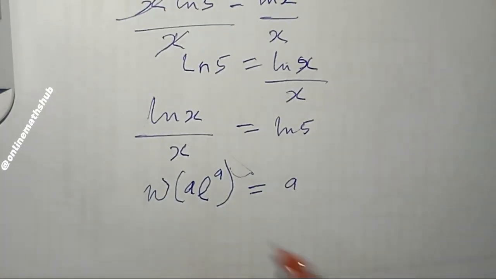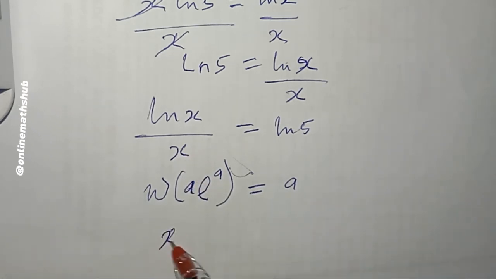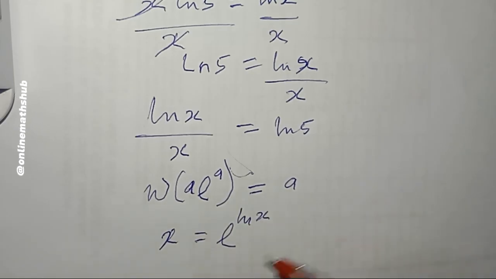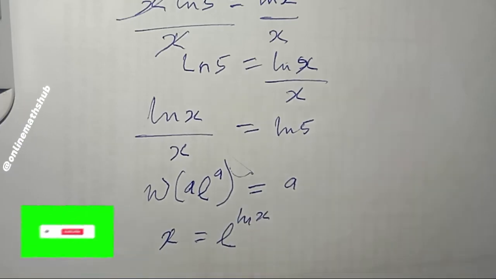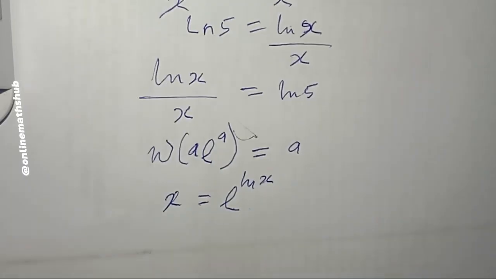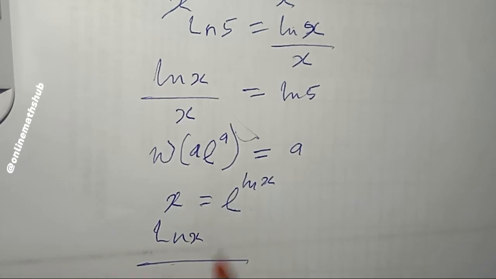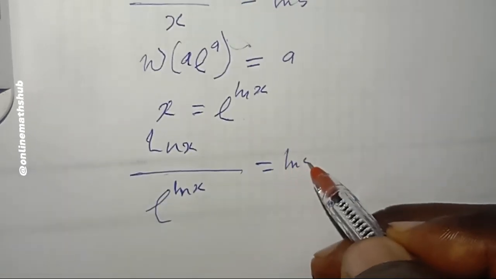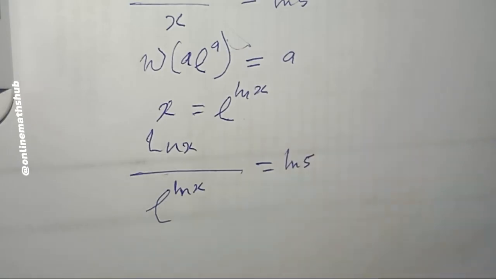The next thing I want to do is to rewrite this x. You know that I can write x as exponential natural log of x, so that exponential of natural log is 1, and 1 times x will give you x. I am going to use this to replace this x that I have here. So what I now have is natural log of x divided by exponential natural log of x, and it's equal to natural log of 5.